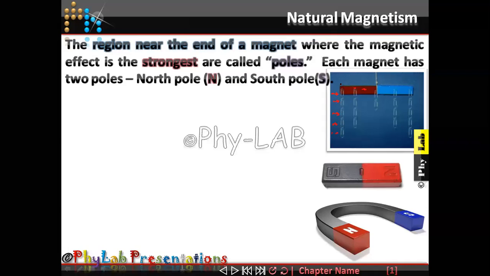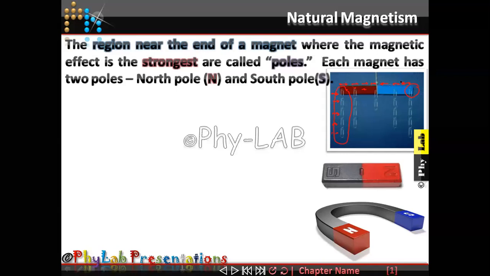So as you move from one end of the magnet, you find that the magnetic effect goes on decreasing on either side. From this end also, if you move, you will find that the magnetic effect goes on reducing, and from this direction also, if you move, you will find that the magnetic effect is reducing. So at the ends of the magnet, or near the ends of the magnet, you find that this magnetic effect is maximum. Now these ends where you are finding the magnetic effect to be maximum are called the poles of the magnet.